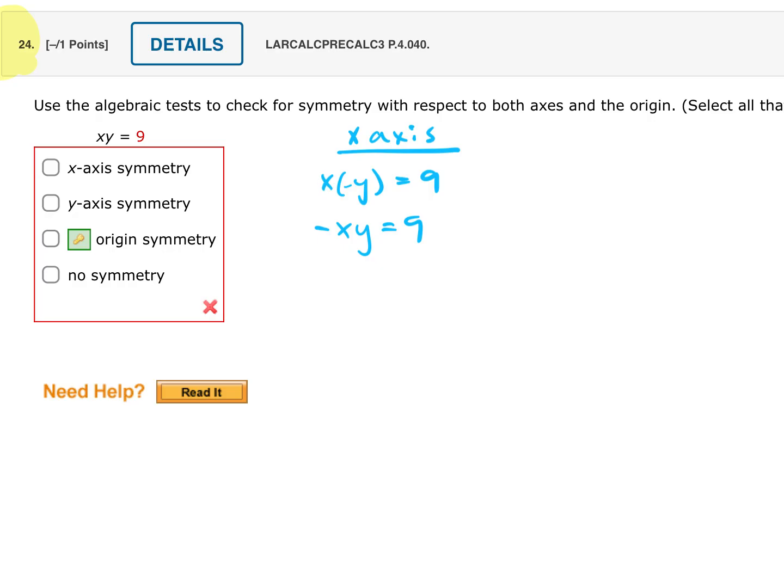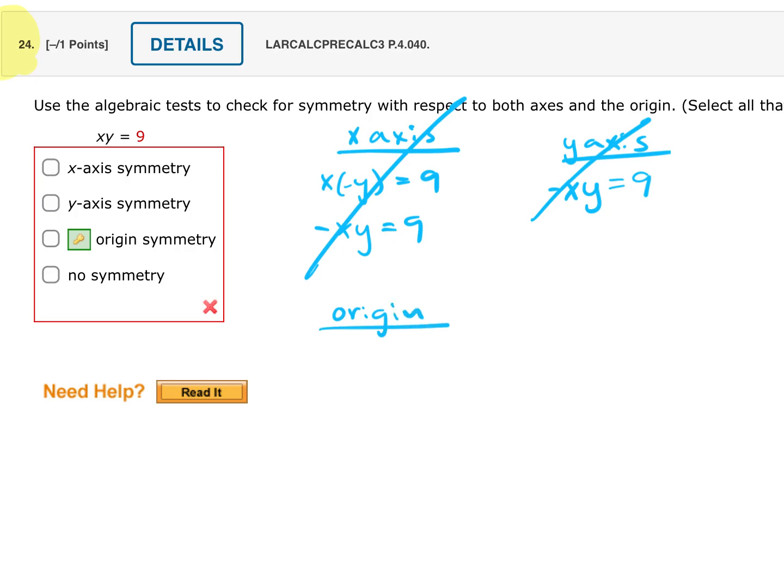Is this the same thing as the original? No, so it's not x-axis. Let's test for y-axis. So we're going to plug a negative into the x. So negative xy is equal to 9. Is this the same as the original? Nope, not the same.